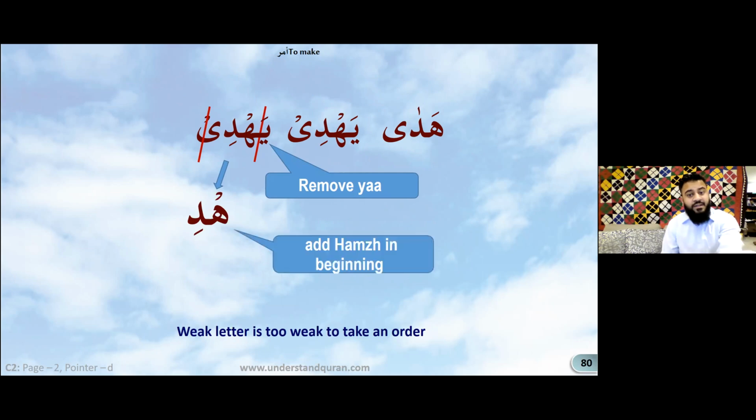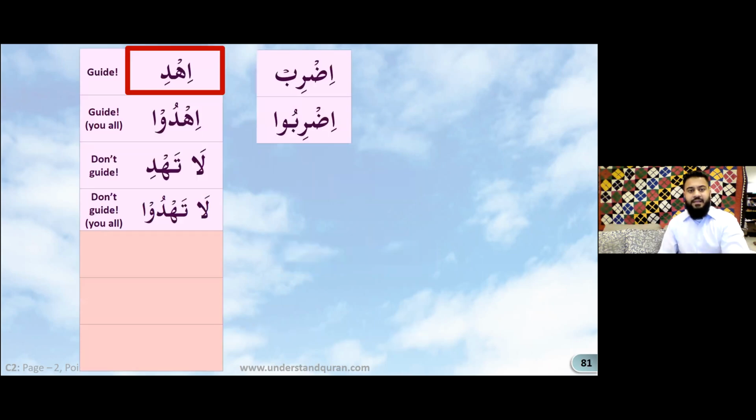So what do we do here? The hamza comes here to support, like we talked about. So yahdi turns into hid, which turns into ihdi. Ihdi, guide. You're being commanded, guide. Ihdi, alhamdulillah. So if we're in the amr form, we're saying ihdi, to guide, and ihdu, guide you all. Now the nahi, or the negative command, is la tahdi, don't guide. La tahdu, don't guide you all. Alhamdulillah, nothing new in there.